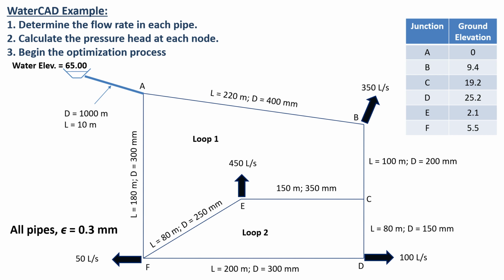So in this example, this is a similar layout to one that we solved using the spreadsheet method. And I want to show you how we could set this up. First of all, drawing the junctions and inputting all of the data into WaterCAD, and then figuring out what flow rate is going through each of the pipes, calculating what the pressure is at each node, and then I'll show you what I mean by optimization.